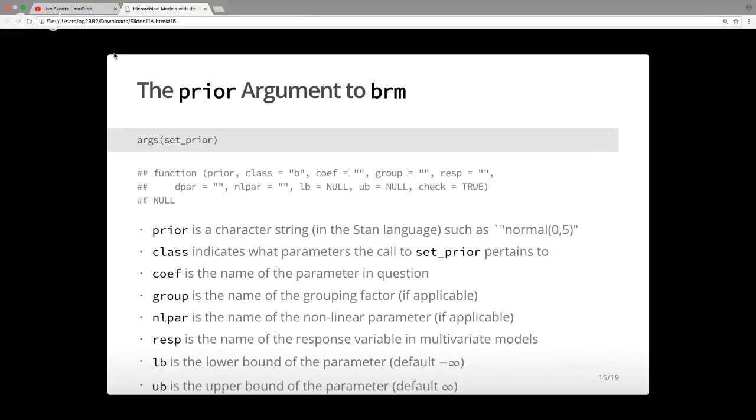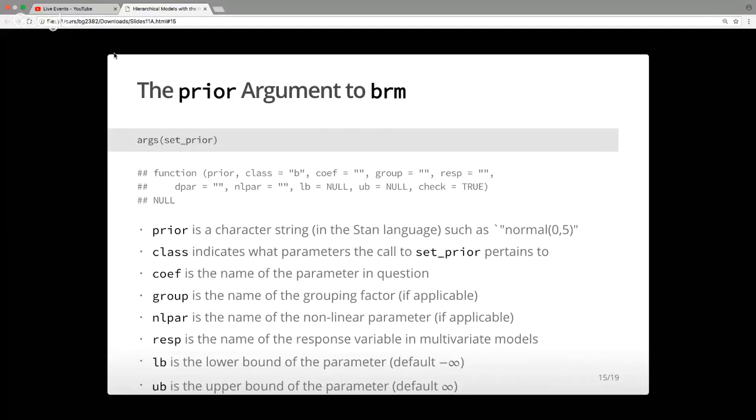So the prior argument, unlike rstanarm, where we have prior intercept, prior on the coefficients, prior on the covariance matrix, prior on the auxiliary variable, etc. There's only one prior argument in brm, and it takes a list which specifies the prior distributions you want for all the parameters in the model. And it has this set_prior function which facilitates specifying such a list.